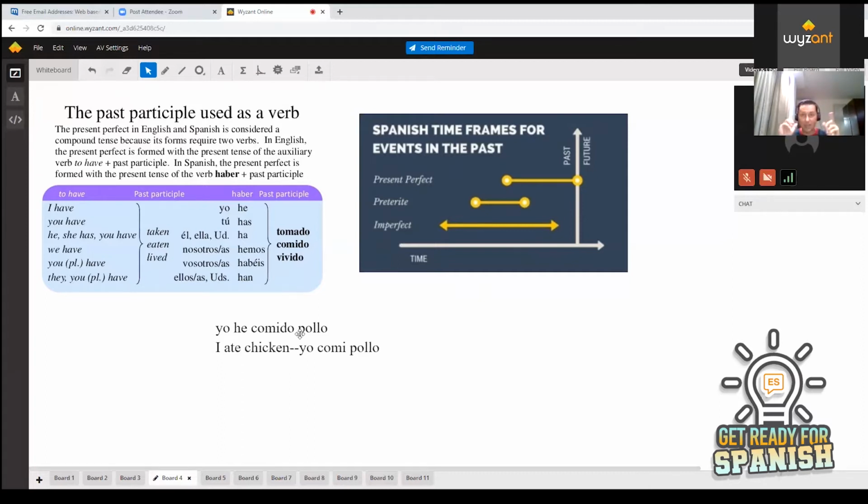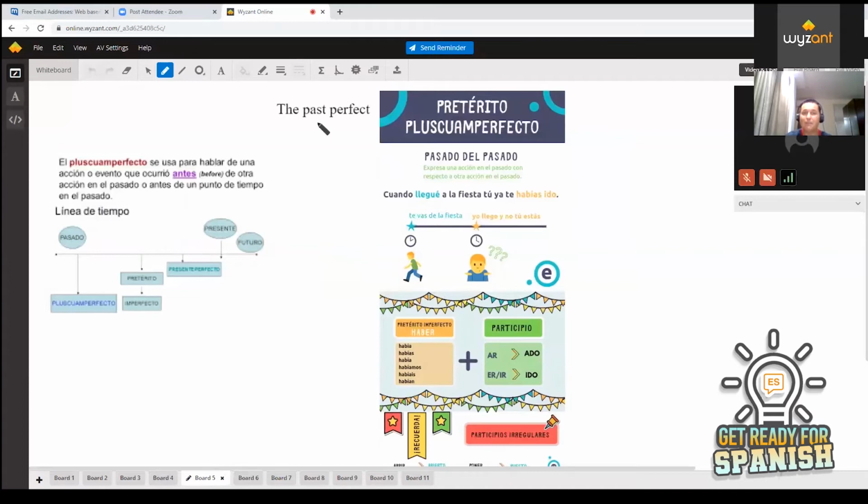That idea can be a little confusing when you think about it, but again, you use the present perfect the same as you use it in English, which is great, okay? Remember, instead of to have, to create the present perfect, we use haber, okay? You have the conjugations of haber here, plus the ado, ido form of the verb, all right? Great. Now, the next tense that we have is the past perfect.